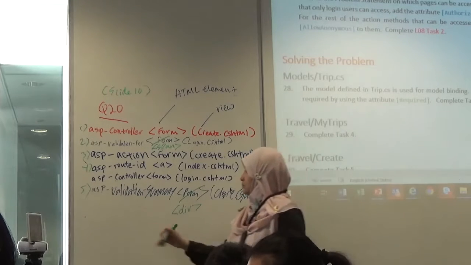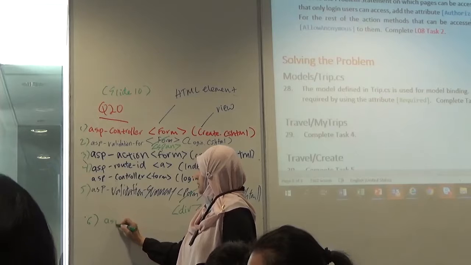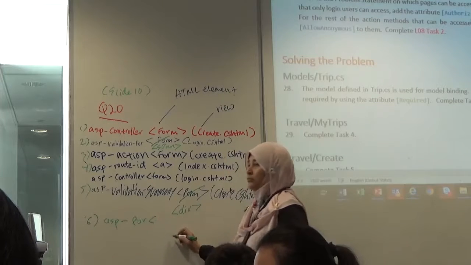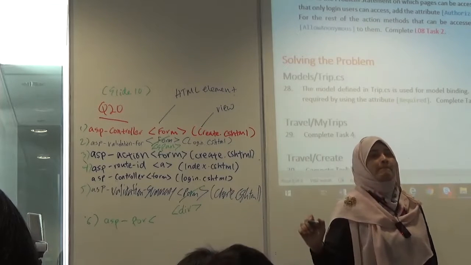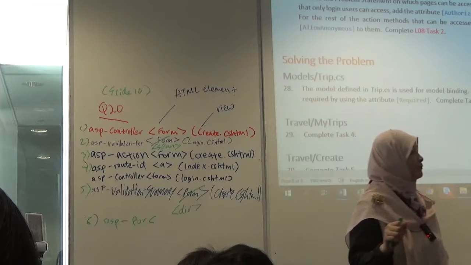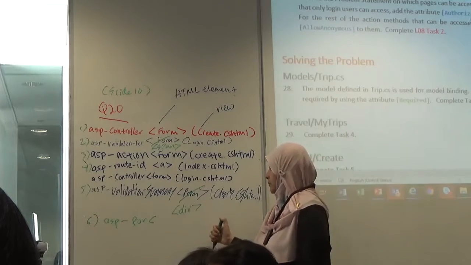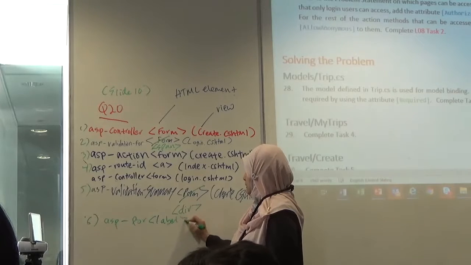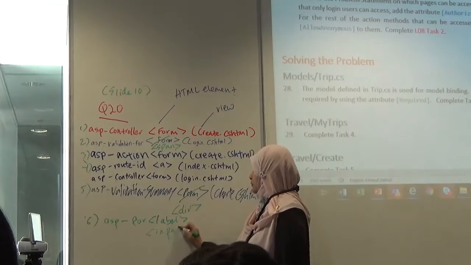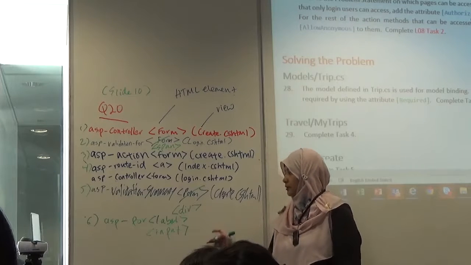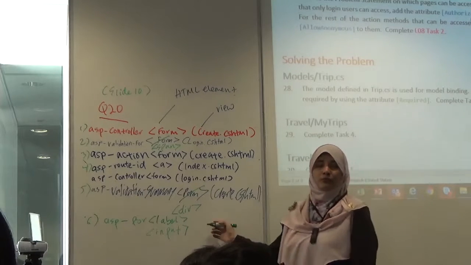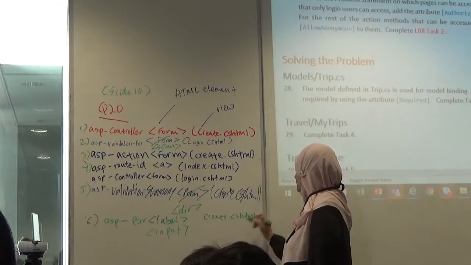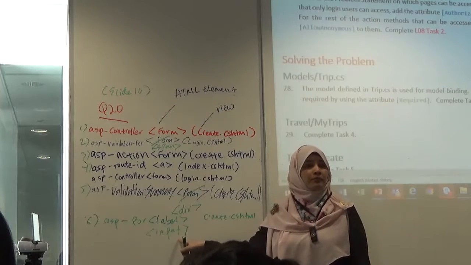Validation. ASP-for. Where will you find it? Where is this? Form, but where exactly, which part? I need to know the exact label. Okay, you have one which is label, the other one is in input. Okay, and which file? Which view? Create.cshtml. Okay, input, same.